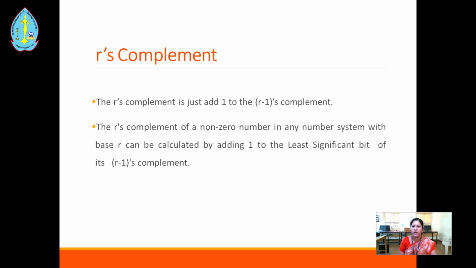The r's complement of a non-zero number in any number system with base r can be calculated by adding 1 to the least significant bit of its r minus 1's complement. We all know about the least significant bit. So in the last bit we have to add 1. We should not add 1 to each bit of the number. We just add 1 to the least significant bit, that is the last bit of the r minus 1's complement. Then we will get the r's complement.